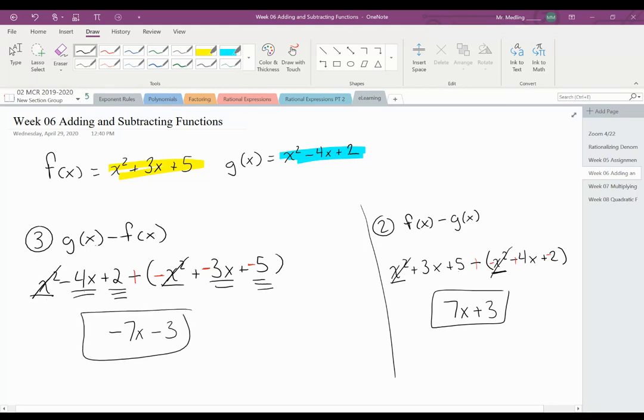So if you notice, g of x minus f of x is not the same as f of x minus g of x.